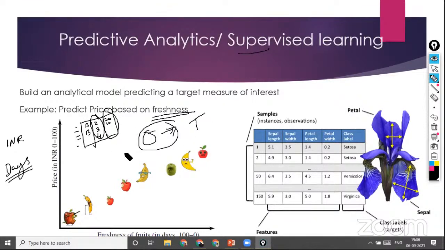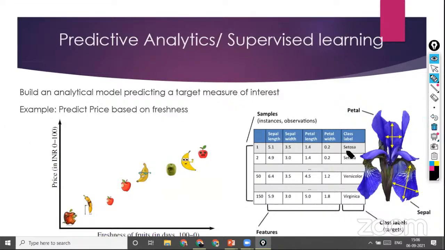So we can say this price is a dependent variable y, and x is an independent variable, and you can form a relation, a function y is equal to f of x. That is actually a kind of supervised learning. So you have information, which we call a label. So that is supervised learning. And as I said, when you get a new fruit, you can make the prediction.